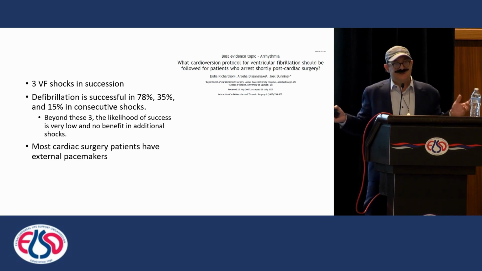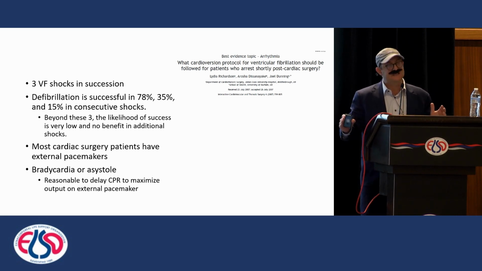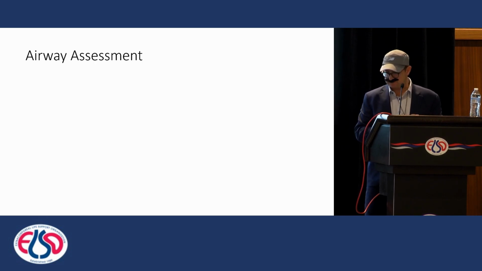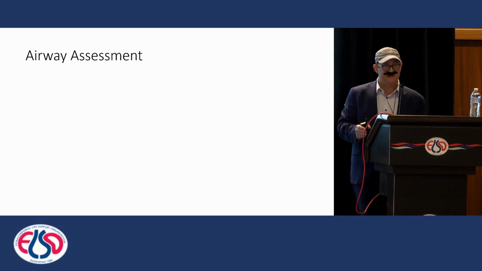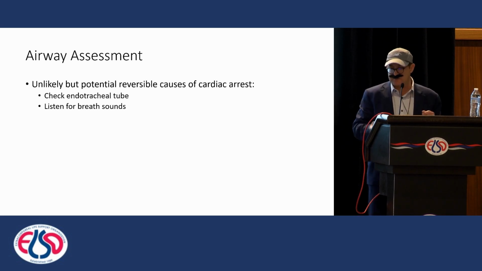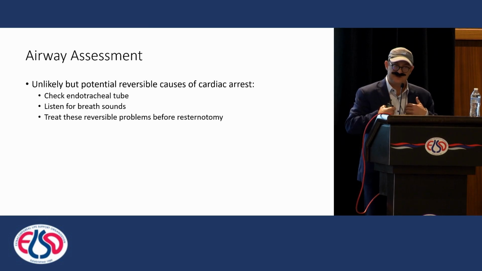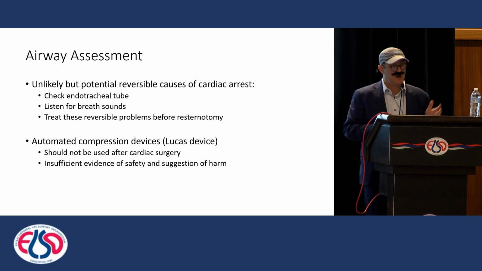In addition, most of these patients have pacemakers, so when you have a patient who happens to have asystole or bradycardia, again, the recommendations are delay CPR for up to 1 minute to maximize the output of your external pacemaker. So, of course, some of these patients are going to have an arrest for non-cardiac reasons. There's going to be airway issues like an occluded endotracheal tube. There may be a pneumothorax. And so our guidelines recommend that you jump on these problems before you do CPR and before you open the chest.